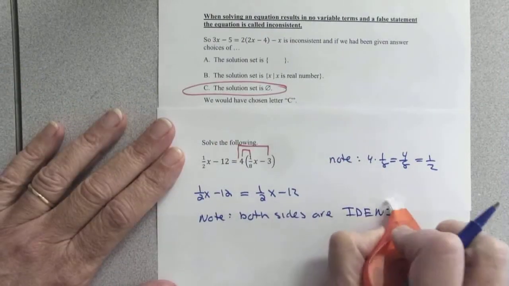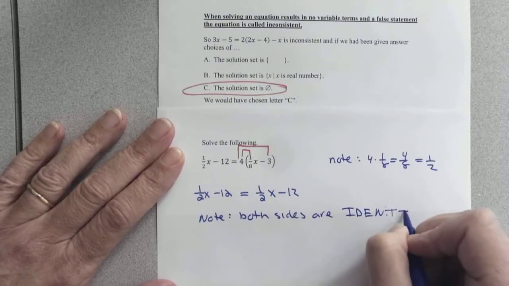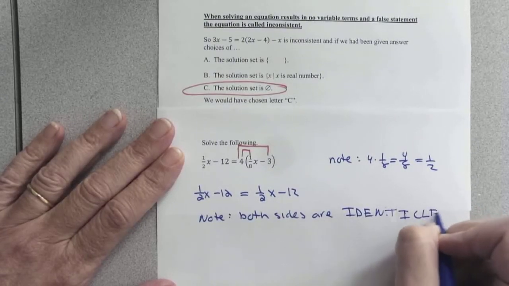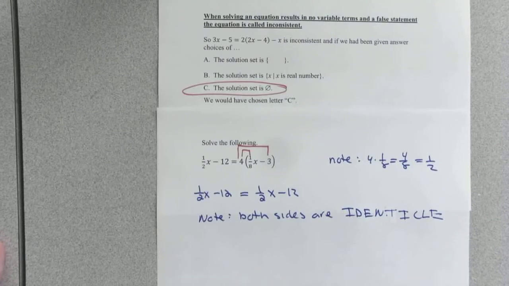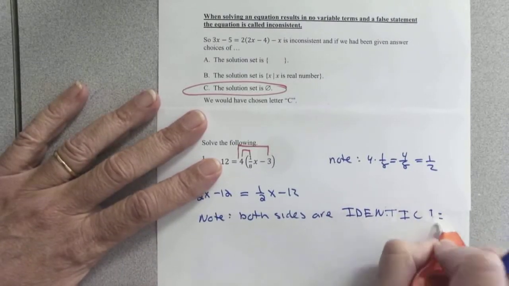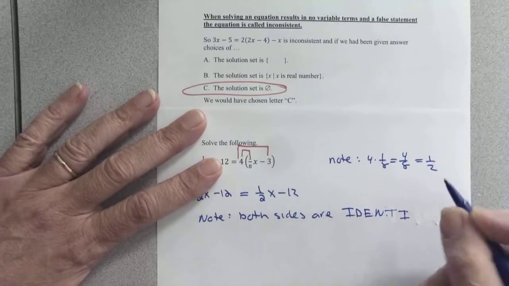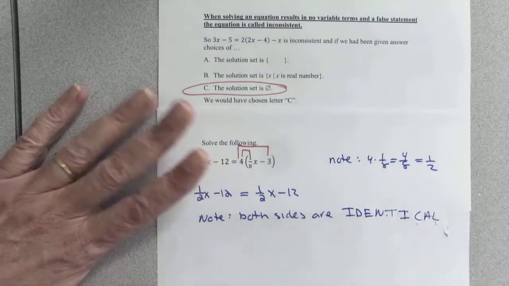Identical. Spell it right. Spelling is not my strong suit. Identical. I think that's how you spell identical. Identical. I think so. No, it's not. There we go. We'll get it right. Like I said, spelling's not my strong suit. Too bad they don't have spell checkers for when you're writing things by hand.